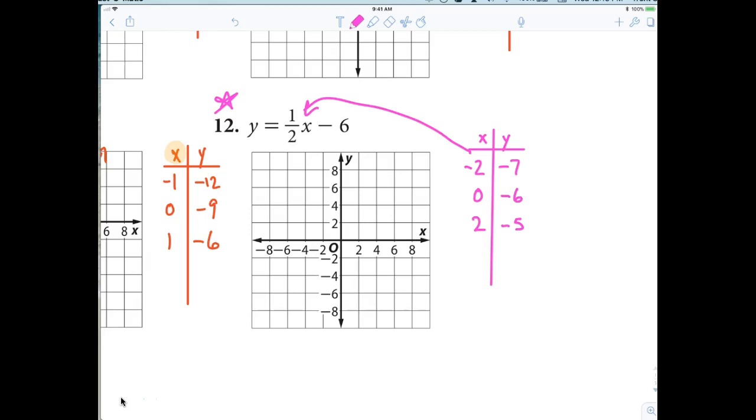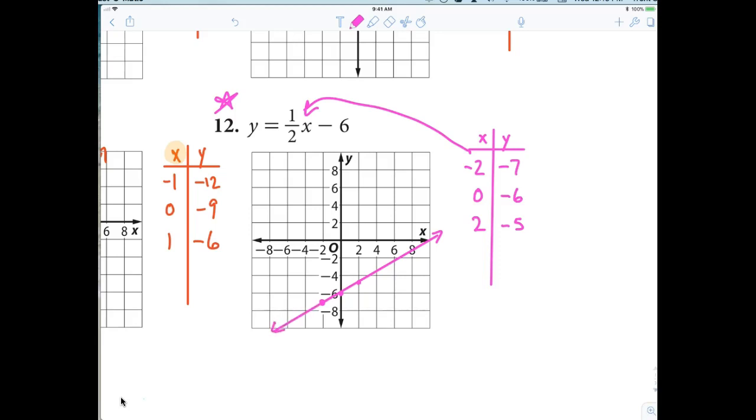All right, now let's plot those points. Negative 2, negative 7. It's right around there. 0, negative 6, right around there. 2, negative 5 is right around there. And then you draw your big line.